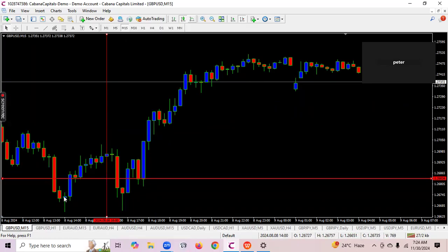This is an armor. You can see the wick below is 2 times the body here. So before the close of that 4 hour armor, we already had a bullish setup on the 15 minutes time frame. For that reason, I wouldn't wait for the next candle to close bullish. If the only time frame we were trading with is 15 minutes, we would have entered buy after the formation of this armor, right? We would have entered buy if there was no 4 hour chart, if there was no 1 hour chart.